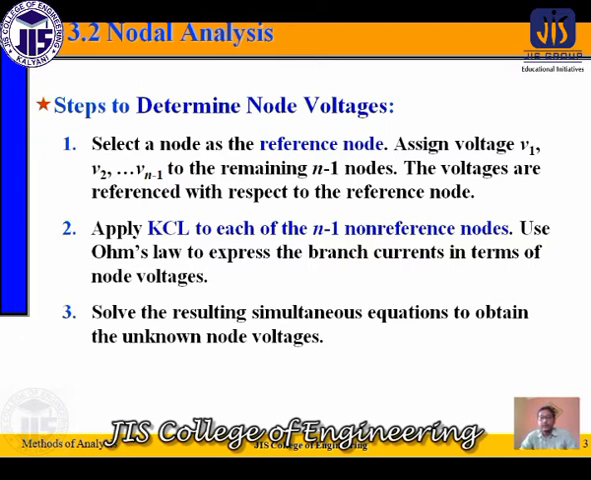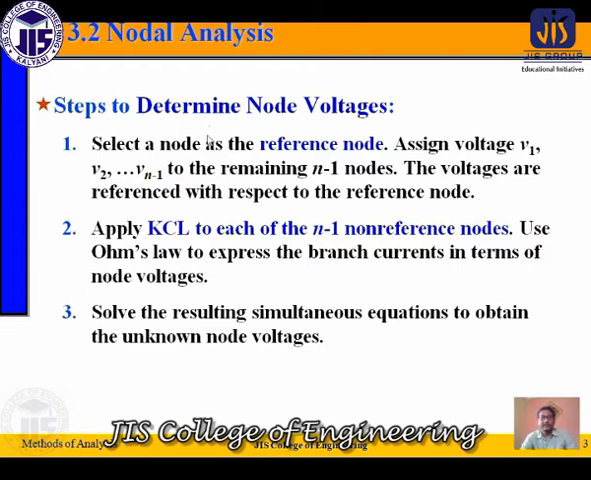Now, to find these unknown node voltages, we can do it by applying KCL. I think all of us know what KCL is. KCL says that for any point in a circuit, the summation of all incoming currents is equal to the summation of all outgoing currents, which we have already seen in our basic electrical circuits. So we just have to apply this knowledge of KCL to all non-reference nodes, and then solve whatever equations we get.